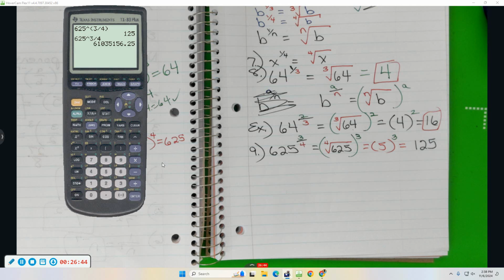Like number 8, if you do this, 64 raised to the 1/3, it's going to give you the wrong answer. We know the answer is 4. Look at what it gave us. It took 64 to the first power, which is 64, divided by 3 to get 21 and a third. Sometimes students say the calculator messed up. No, the calculator didn't mess up. You messed up punching the stuff into the calculator.